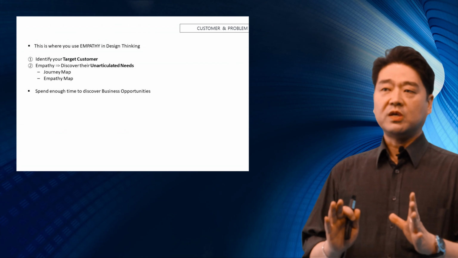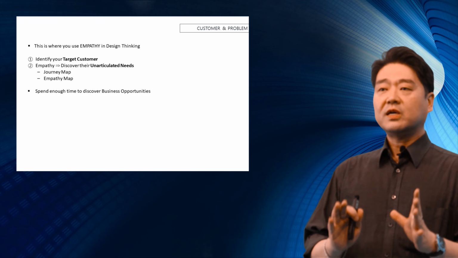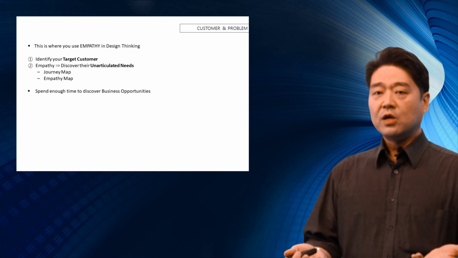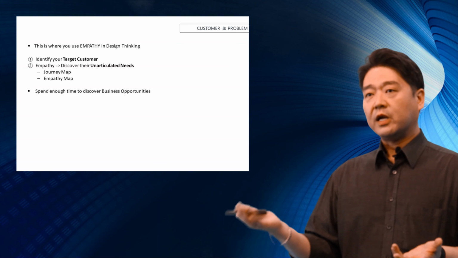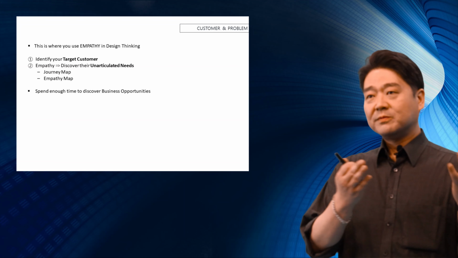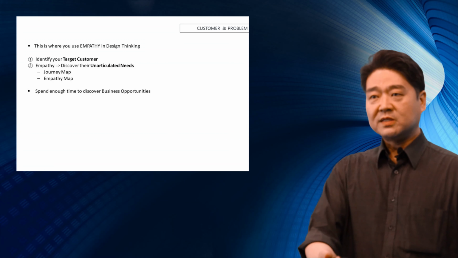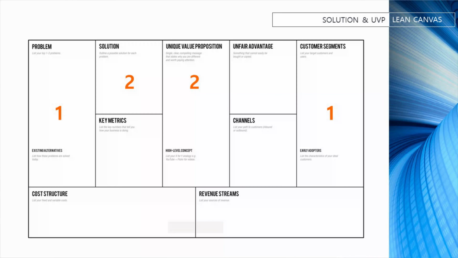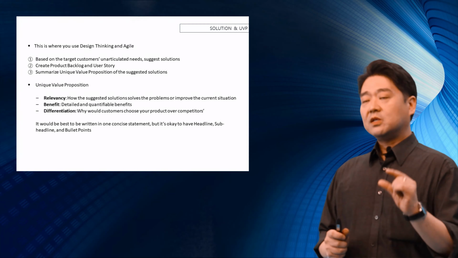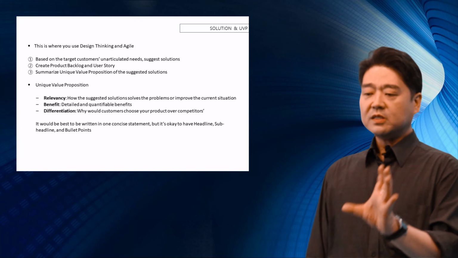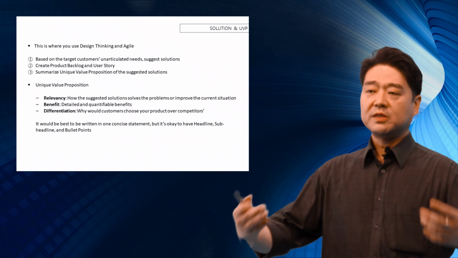We will use empathy in design thinking to figure out unarticulated needs of the customers, and then we go from there. We identify the customers, and we go with their unarticulated needs to figure out their needs, and we develop insights. Then we move on to the next section, solution and unique value proposition. We talked about this in a previous lecture. Now, in this section, you just follow the steps in design thinking.